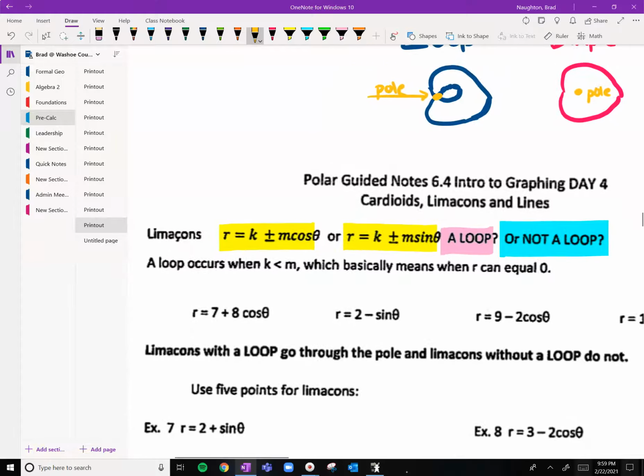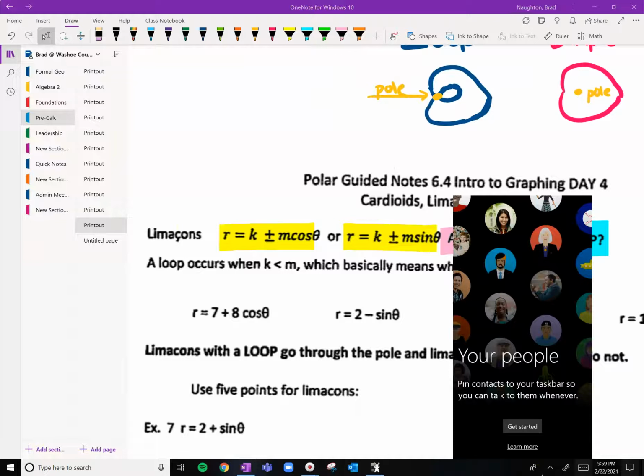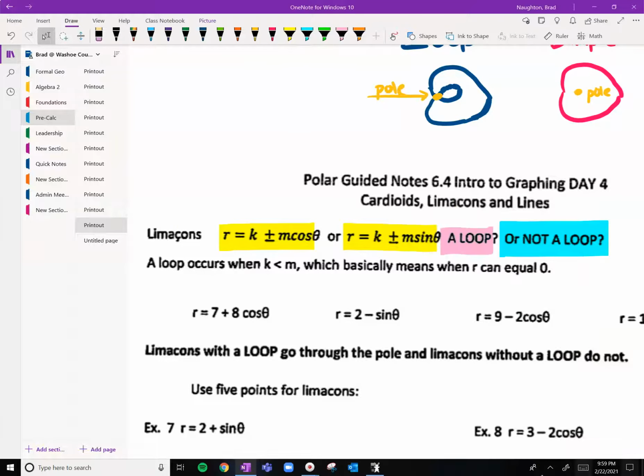All right, so, ladies and gentlemen, the idea is these Limacons are going to be all about what's going on with the K and the M. So if your K is less than, okay, that means that your loop is going to occur. So that's something we're going to want to make sure that we take a look at and be good to go.